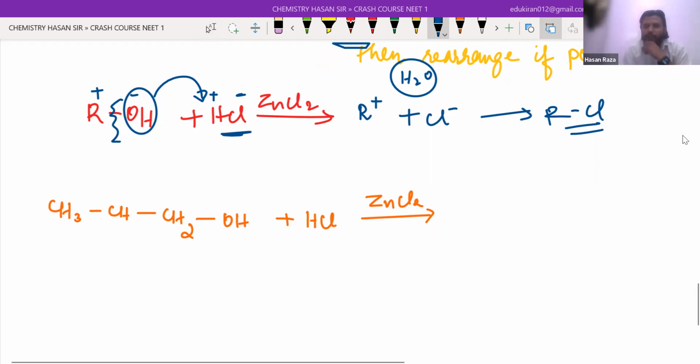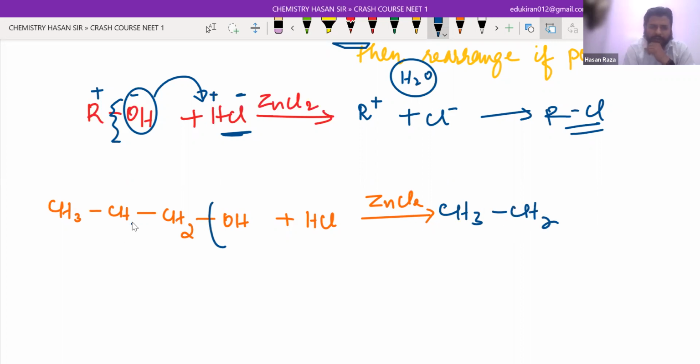See, generally what do students do? They remove OH and they add Cl there. That is good. This is CH2, that was by mistake CH only. And that is good, but this is not the major product. This is not the main product.